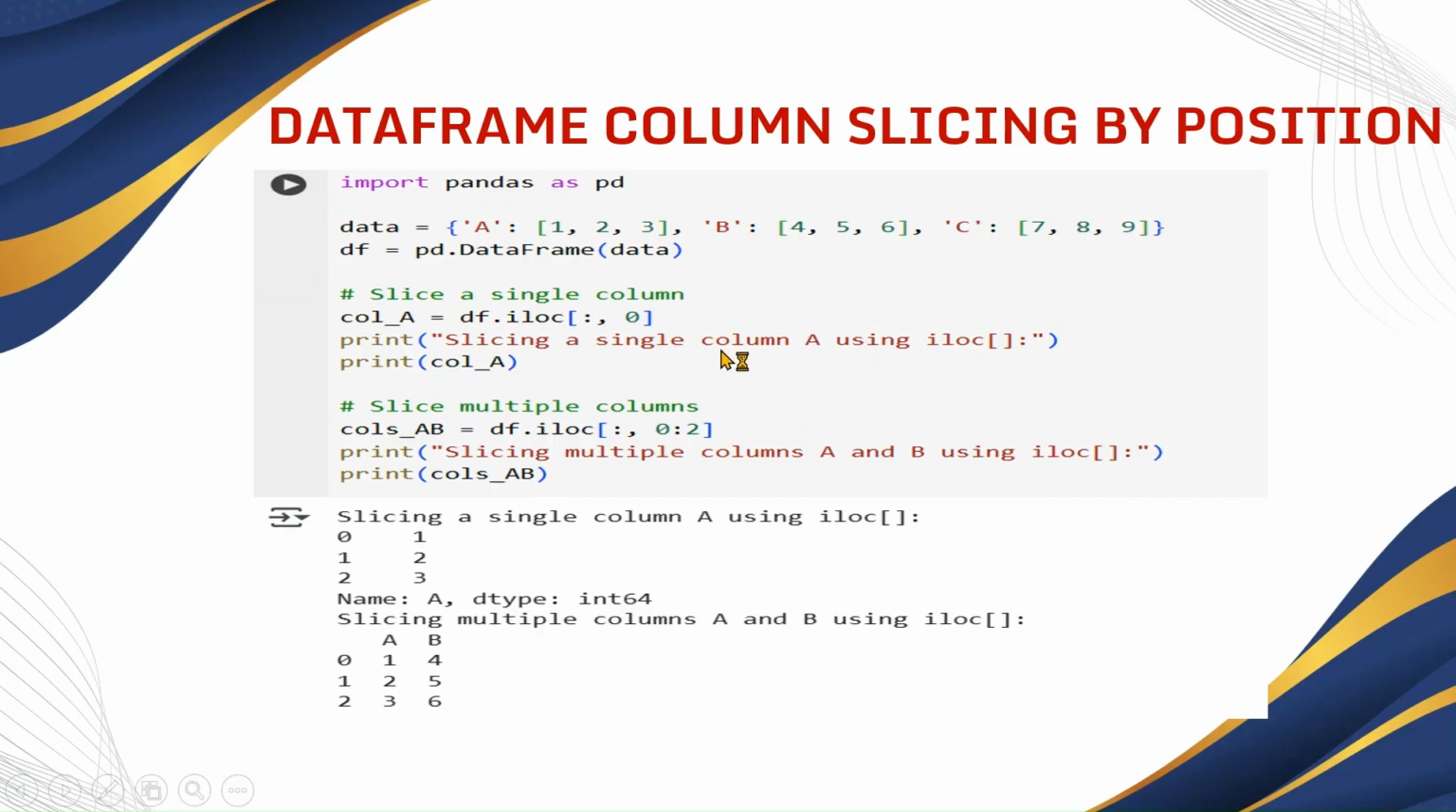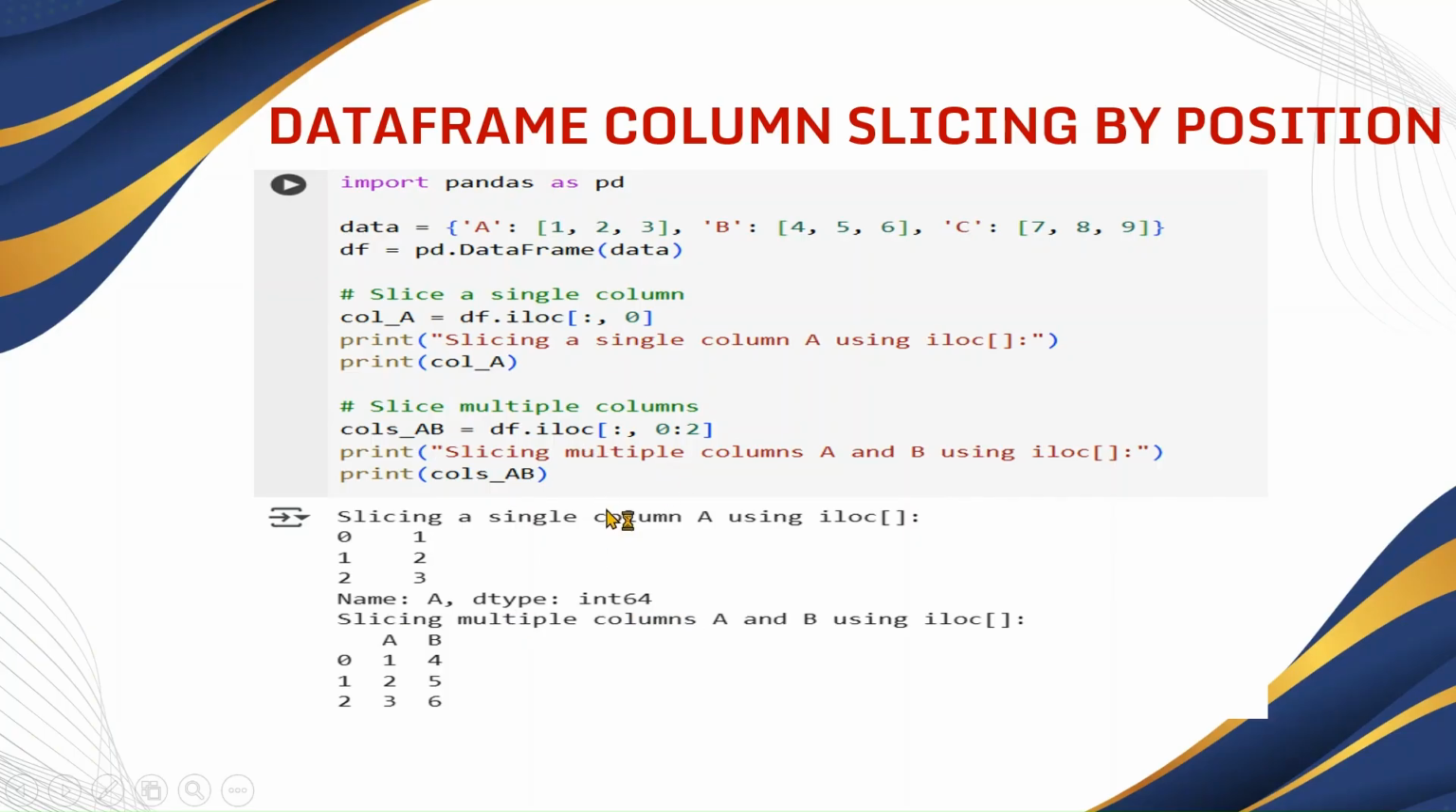And here you can see slicing a single column A using the iloc attribute. And you are printing this col_ variable. So can you see the output here? Only this 1, 2, 3 has been taken into consideration. And the index number for this one is 0, 1, and 2. And the name of the column is A. And its data type is int64.